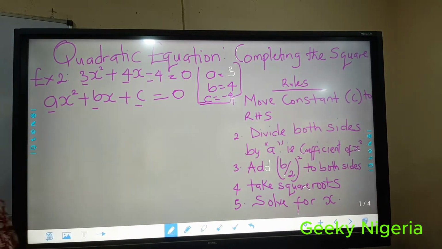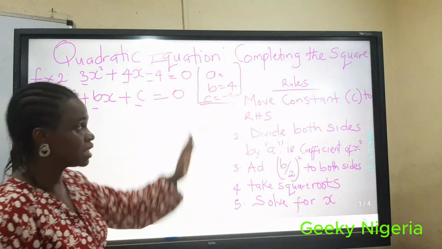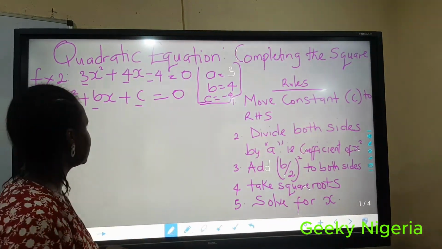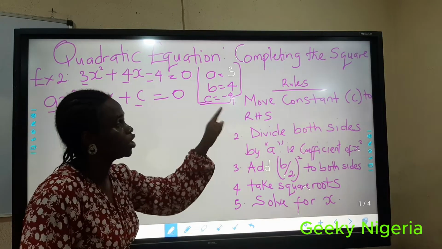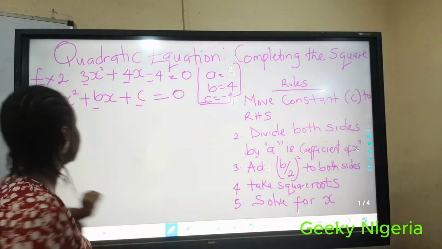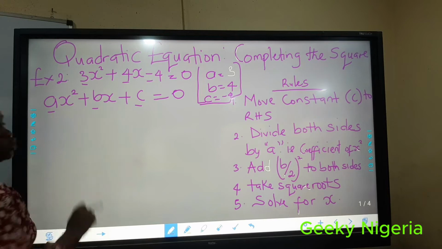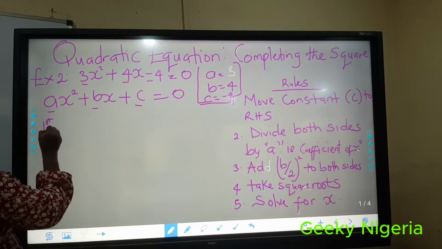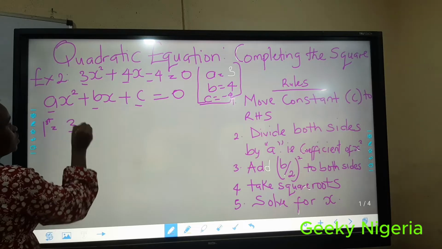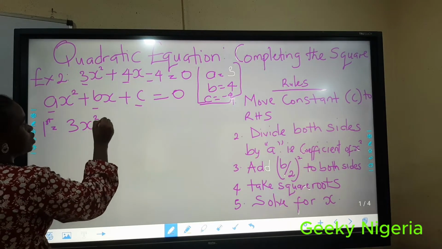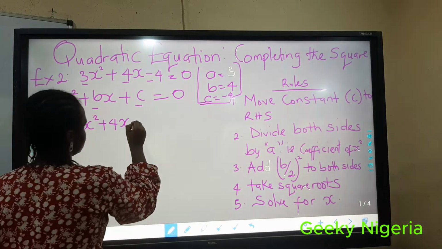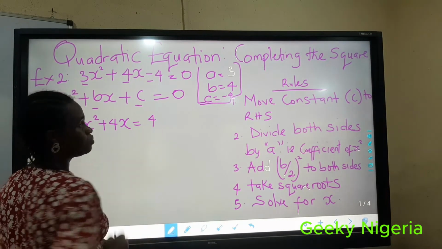So now how do we solve this using completing square methods? Let's follow this rule strictly and we're going to be good. First is first. Move the constant, which is c, to the right hand side. So this is our general equation. We should move c to the right hand side. What are we going to arrive at? In the first rule, we're going to be having 3x squared plus 4x, moving c to the right hand side, is equal to 4.